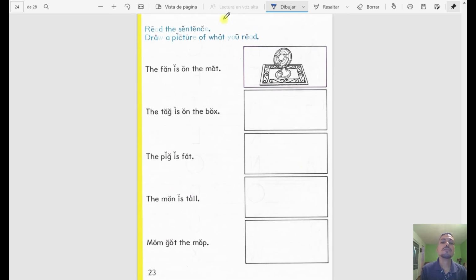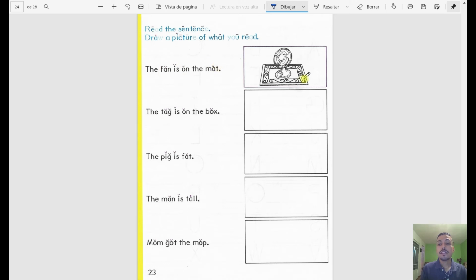And here at page number 23, the instruction says, read the sentence. Okay, the first instruction is read the sentence, ¿ok? La primera instrucción es leer la oración y dice después, draw a picture of what you read. Draw a picture of what you read, right? Voy a dibujar una imagen de lo que yo acabé de leer. Por ejemplo, aquí dice, the fan is on the mat. The fan is on the mat.